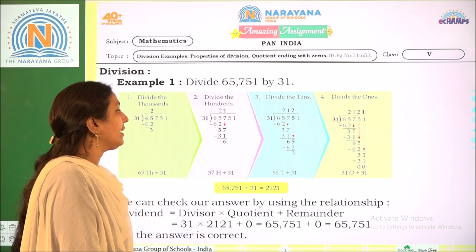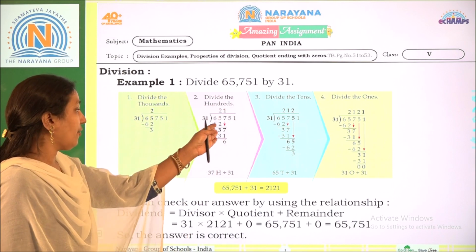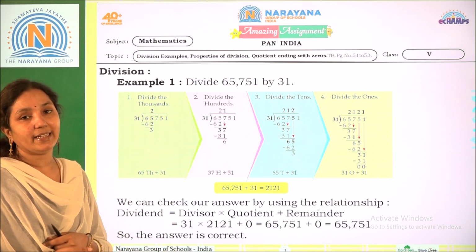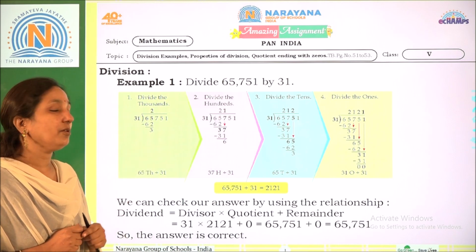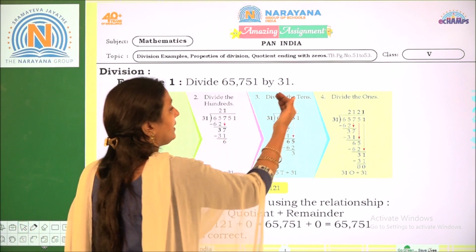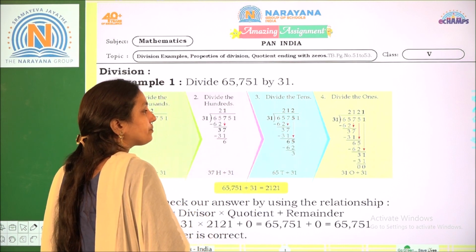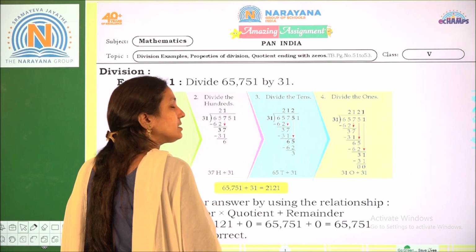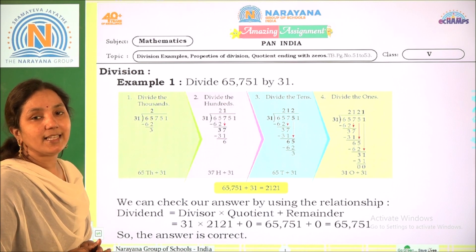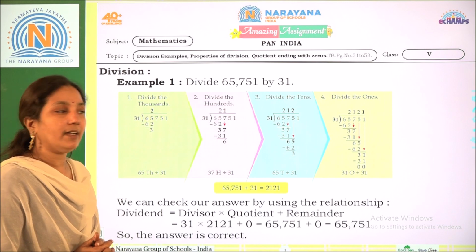Now coming to the hundreds place. Bring down the hundreds place value 7 after the 3, so 37. How many times can we take approximately? We can take 1 time, 1 times 31 only. From 37 we subtract, it will be 6. Next we take the tens place. From the tens place I am bringing down 5, so it will be 65. How many times can we take again? We can take 2 times. 2 31s are 62. From 65 you subtract, you will get 65 minus 62 equal to 3.